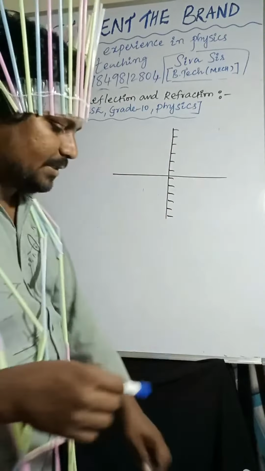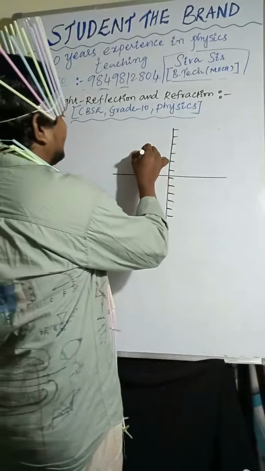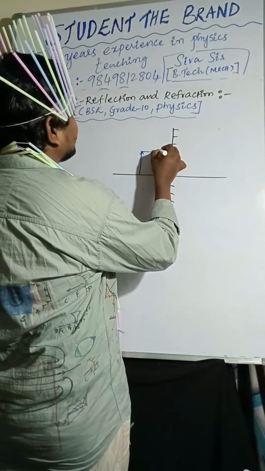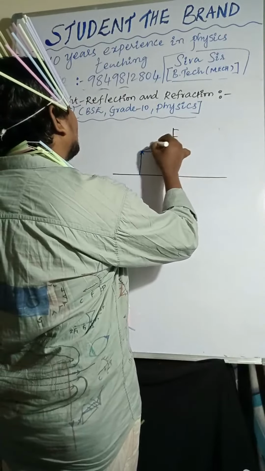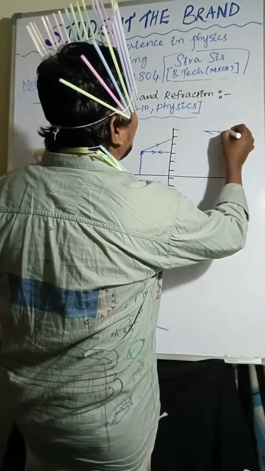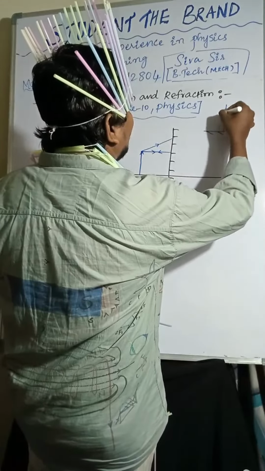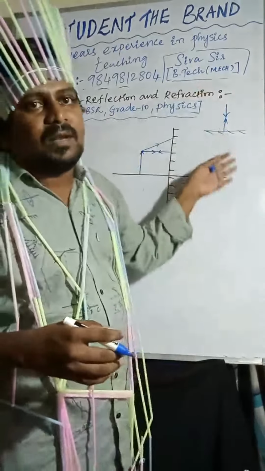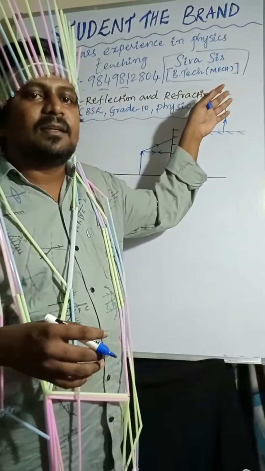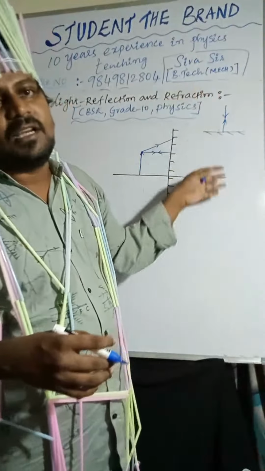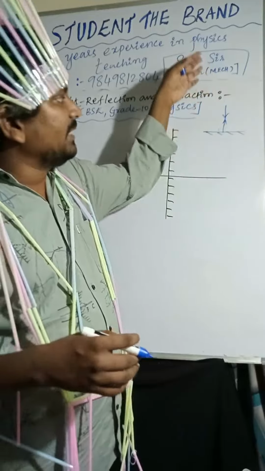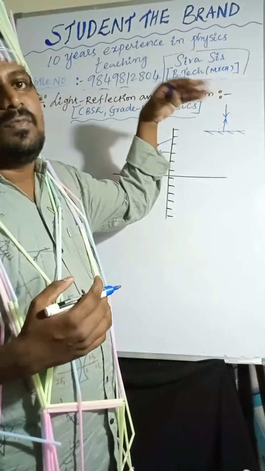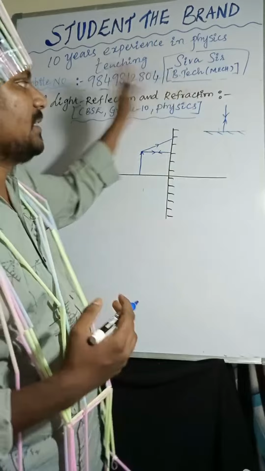So the object is here. One light ray I'm taking like this. Another light ray: if the light ray is passing along the normal line, it reflects along the same path. If the light ray is passing along the normal line, it retraces its original path, so it reflects back in the same direction.